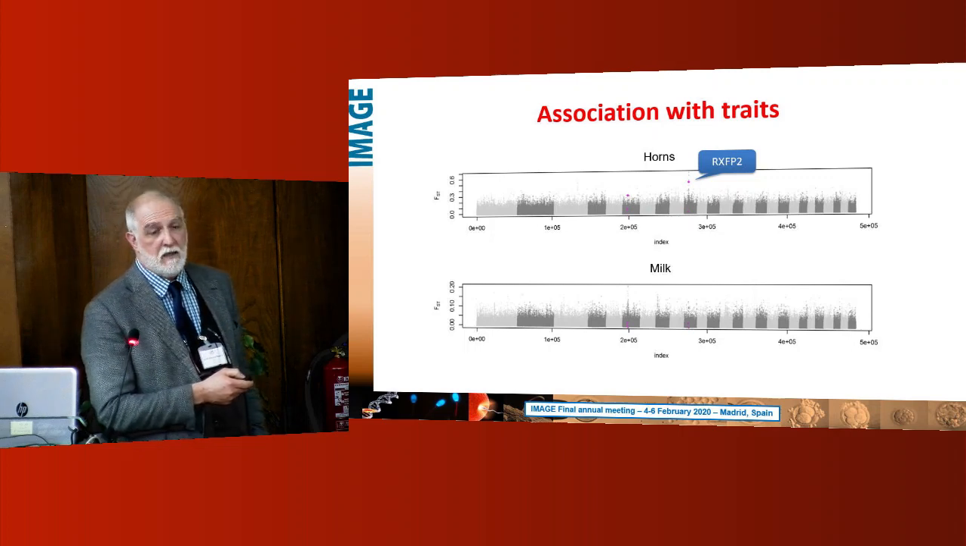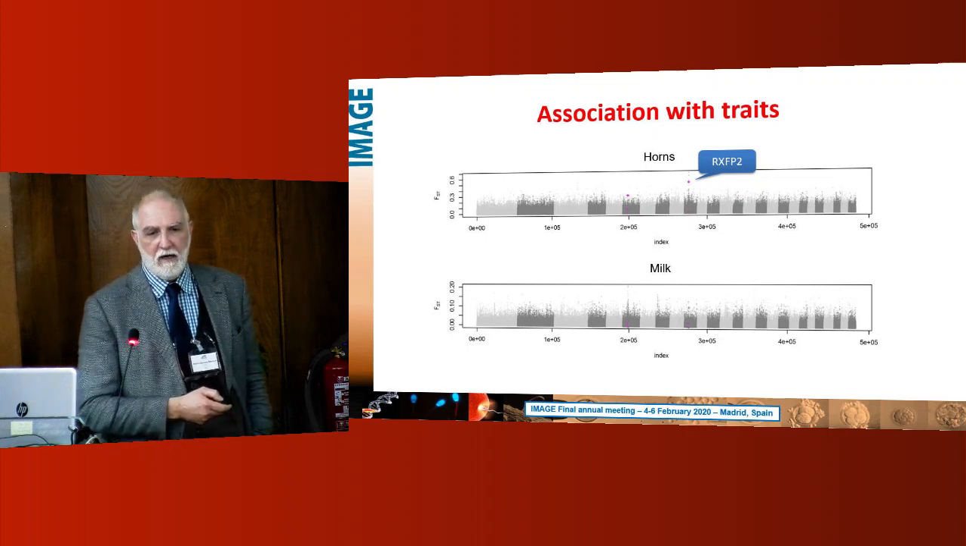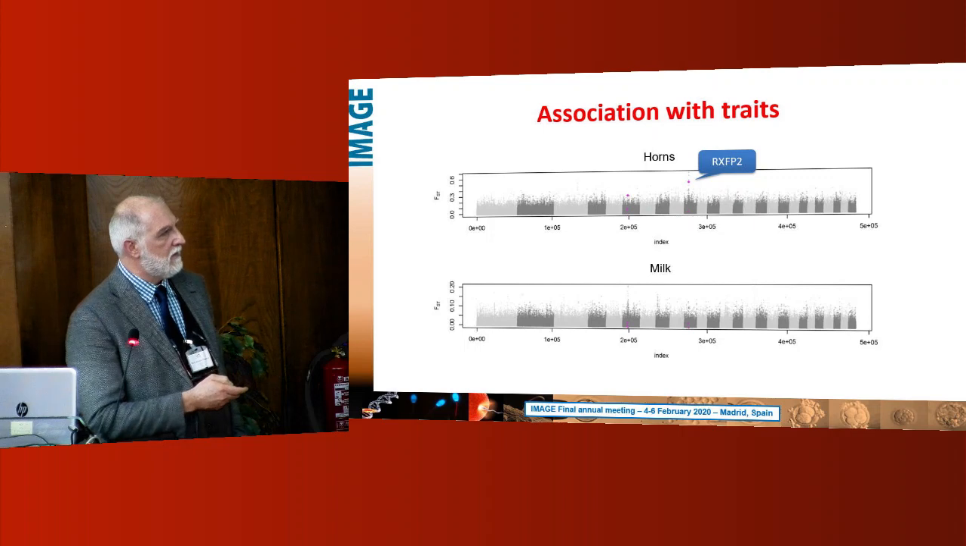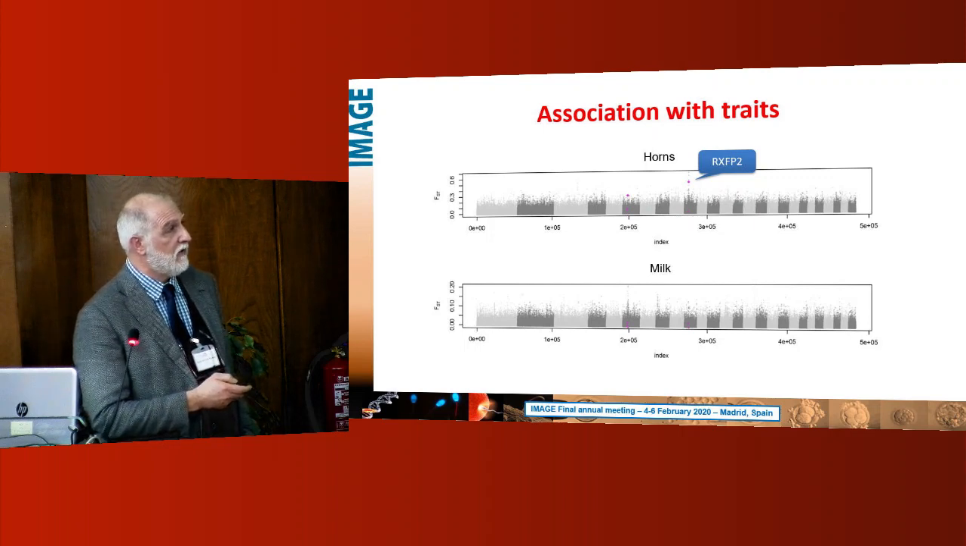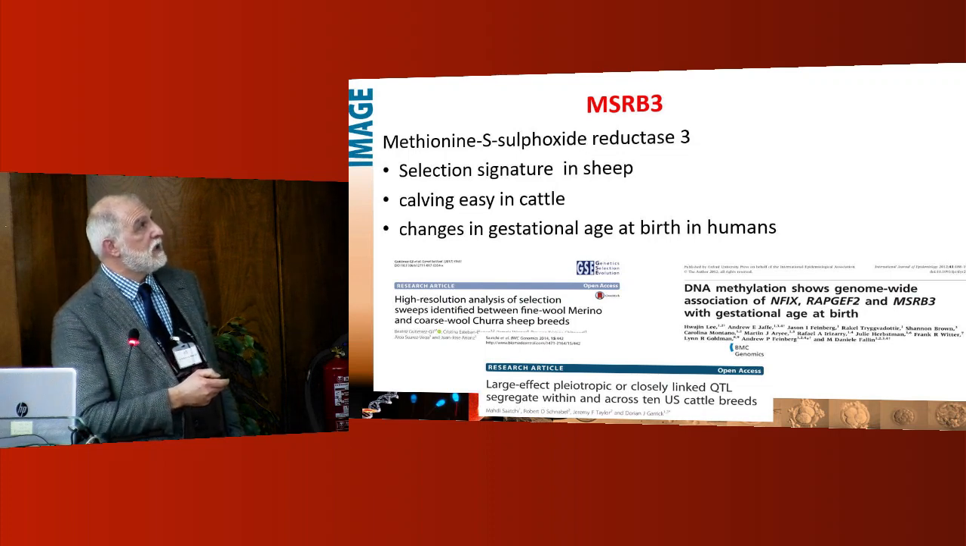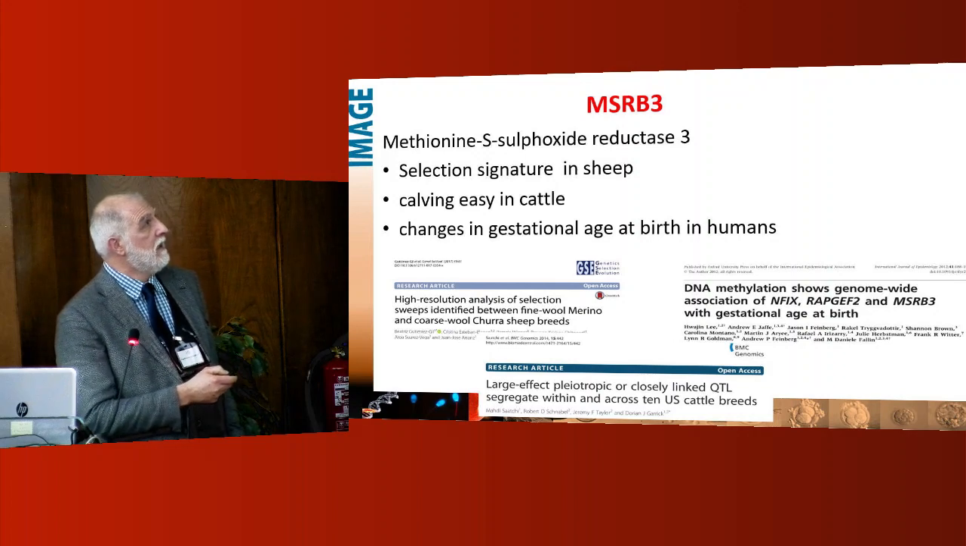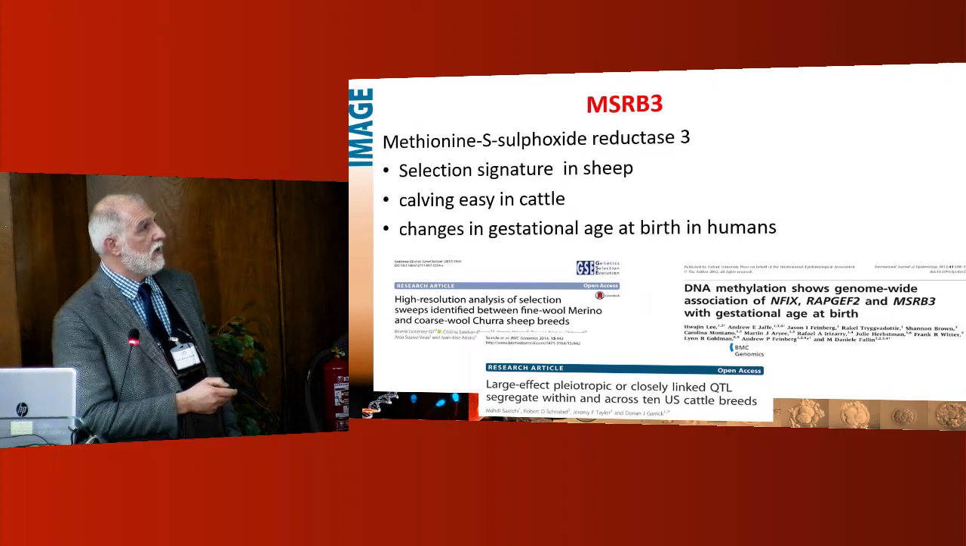Interesting, the ABCG2, sorry, does not show up here for milk production. So it's not milk. So there's no confounding effect of milk. So looking at a few of them, this is the methionine sulfoxide reductase. This is associated to oxidative stress. The reduction of oxidative stress has been identified with some interesting traits like calving ease in cattle and also gestational age at birth in humans.